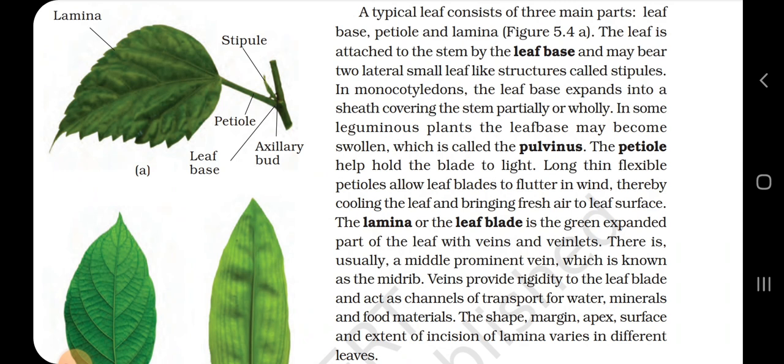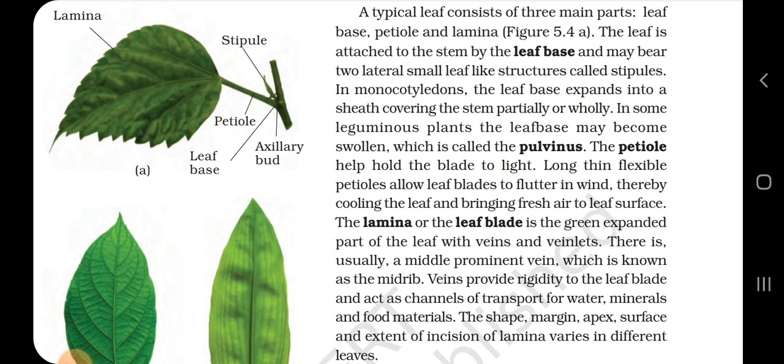A typical leaf consists of three main parts: leaf base, petiole and lamina, figure 5.4a. A leaf is attached to the stem by the leaf base and may bear two lateral small leaf-like structures called stipules. In monocotyledons, the leaf base expands into a sheath covering the stem partially or wholly. In some leguminous plants, the leaf base may become swollen, which is called the pulvinus.